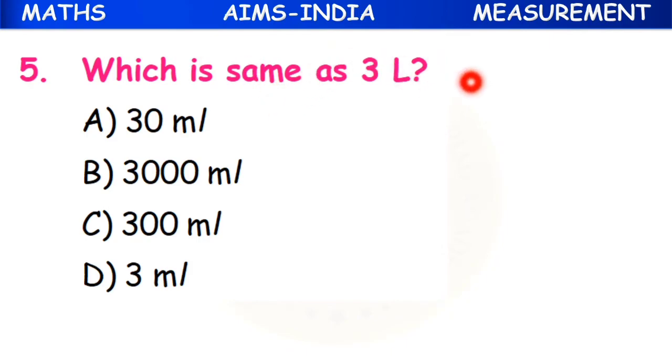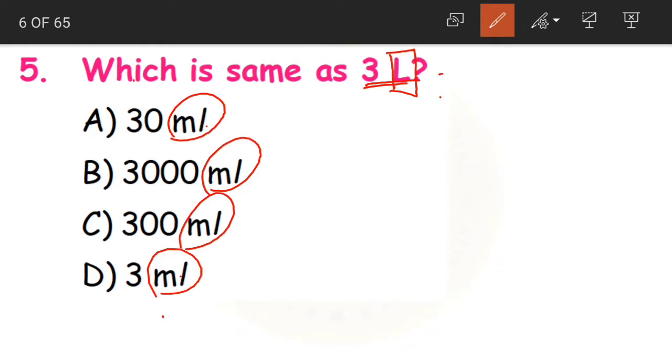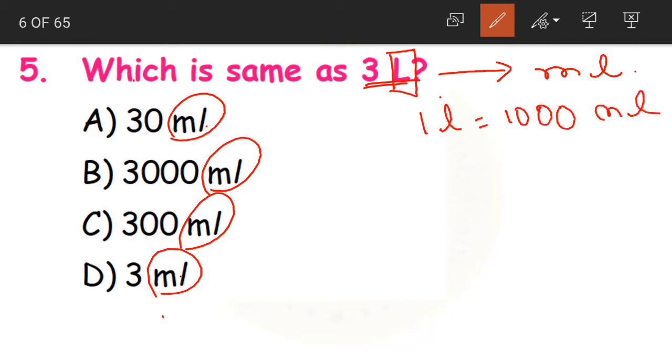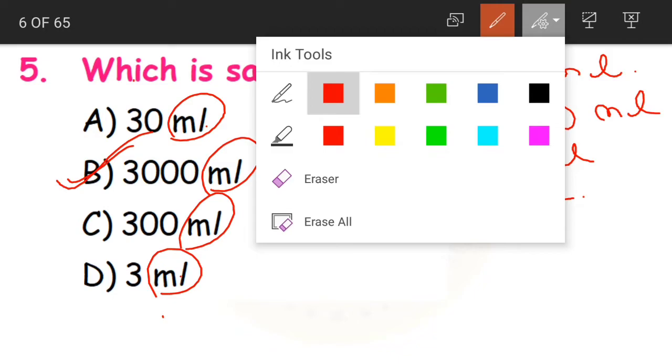Which is the same as 3 liters? Again, in the question the quantity is given in liters and in the given options the answers are expressed in milliliters. So again we have to convert our liters into milliliters. Then what should we do, children? 1 liter is equal to 1000 milliliters. So 3 liters will be equal to 3 into 1000 milliliters, that is nothing but 3000 milliliters. Option B, 3000 milliliters becomes our correct answer.